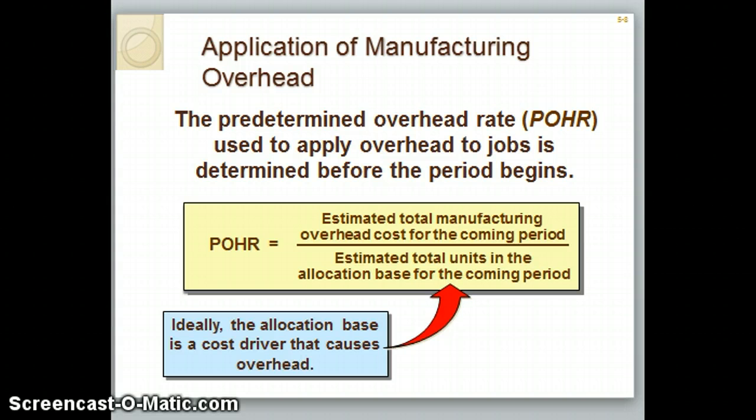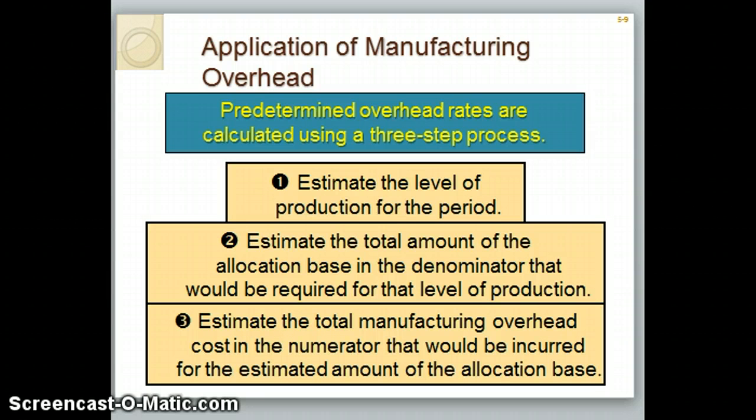And you're going to divide it by the number of units that you estimate that you're going to produce in that coming period of time. So you're coming up with an estimated overhead rate that you're then going to apply on a product by product basis to determine what your overhead rate allocation to an individual product is going to be.